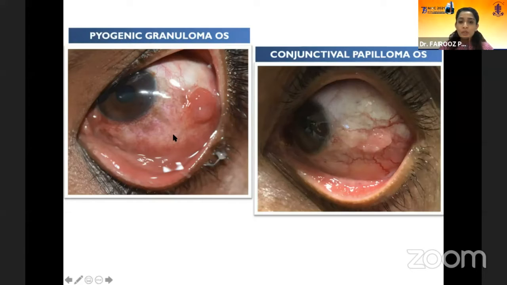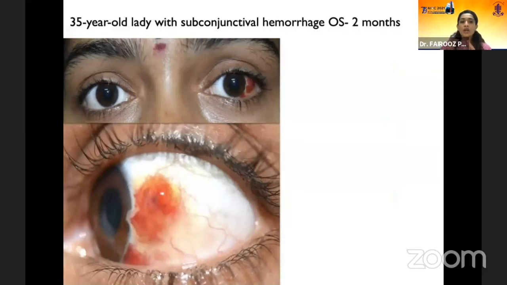Now, the difference between the pyogenic granuloma and conjunctival papilloma here is that it's more of an inflammatory picture, with diffuse inflammation, redness, and even discharge, which can rule out a pyogenic granuloma and differentiate it from a conjunctival papilloma. All right, so lesions can present with hemorrhage also, even neoplasia.